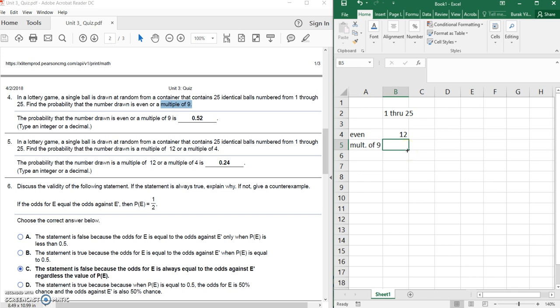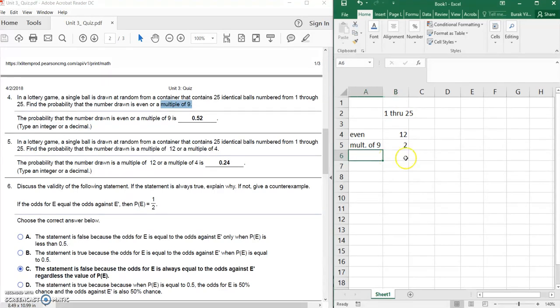What about multiples of 9? That's like 9, 18, 27, 36. But our balls are only numbered from 1 through 25. So 9 is okay, 18 is okay, 27 is not okay because we're exceeding the range. So only 2 balls, 9 and 18, are multiples of 9.